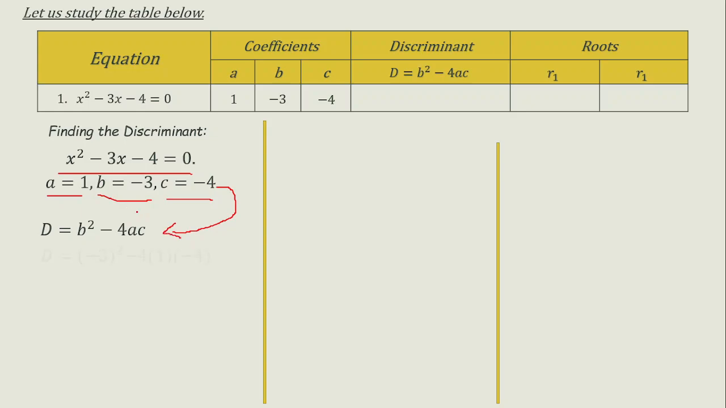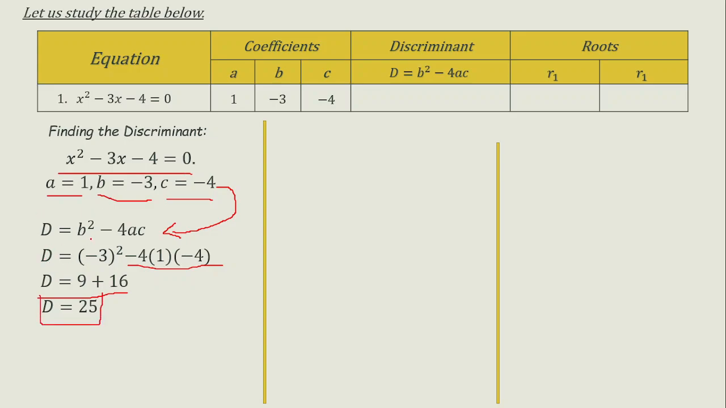So, it will turn into discriminant, or D is equal to negative 3 squared minus 4 times 1 times negative 4. So, negative 3 squared, the answer is positive 9. Then negative 4 times 1, the answer is negative 4. Negative 4 times negative 4, the answer is positive 16. That's why in the next step of our solution, it will be D is equal to 9 plus 16. Then add the two numbers, so the discriminant is equal to 25.